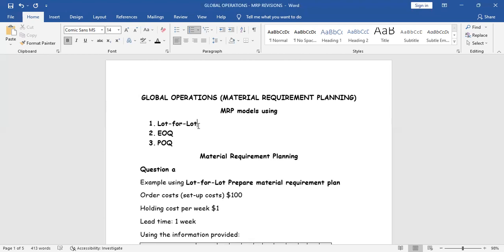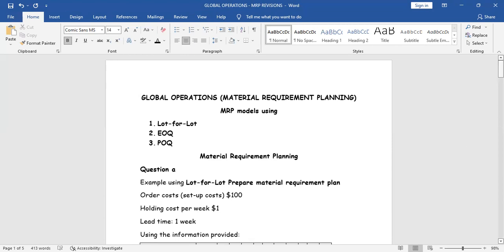POQ is periodic. We are going to see how it works out. This one works out based on the intervals which pass before you place an order. So if there are 3 intervals which pass or 4 intervals which pass, meaning as you place an order, you should place an order to cover for 3 or 4 periods as the requirement in the exam.